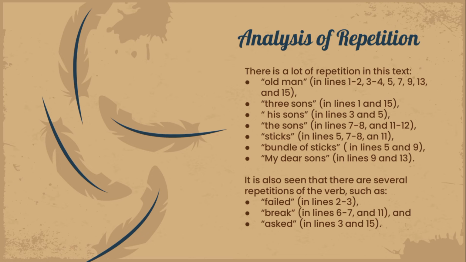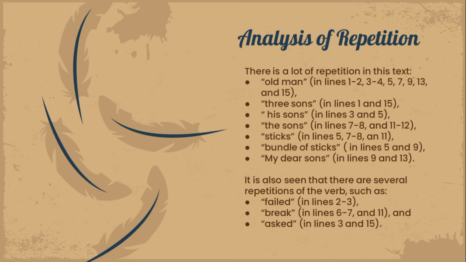The first is old man. We can find the words old man in lines 1 until 2, 3 until 4, 5, 7, 9, 13, and 15. The next is three sons in lines 1 and 15. And the next is his sons in lines 3 and 5. The next is the sons in lines 7 until 8 and 11 until 12.